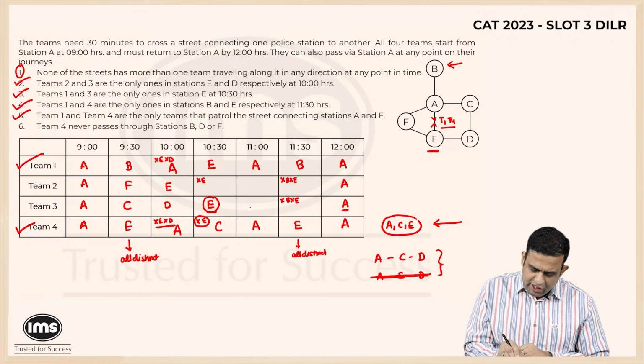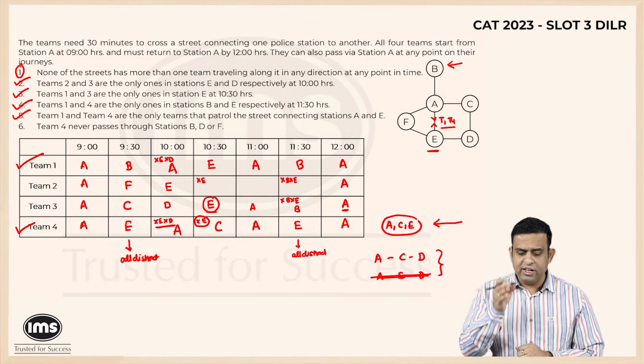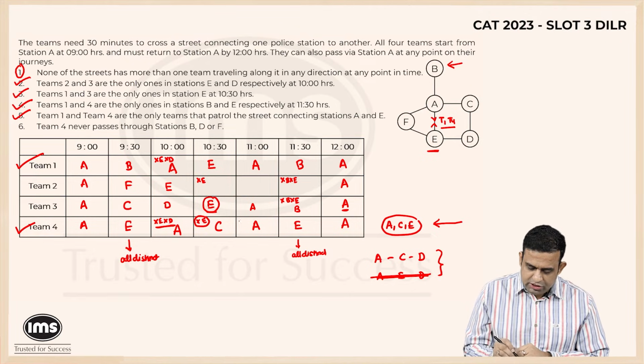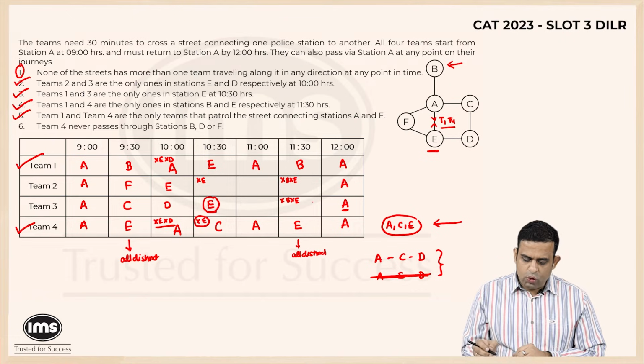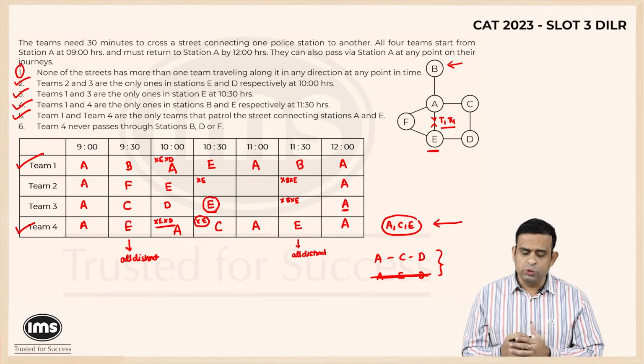So can I have E to A to B, and B to A? And the answer is no, because at 11:30 all the teams need to be at different stations. So this case can be ruled out. Can I go from E to F, F to A? No, the answer is no, because I can reach from E to A in just 2 steps.